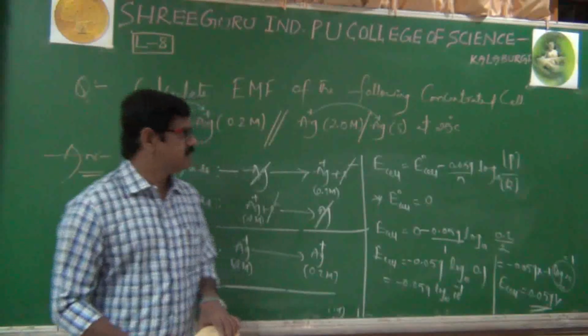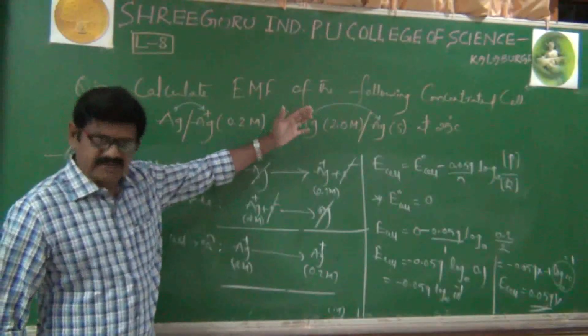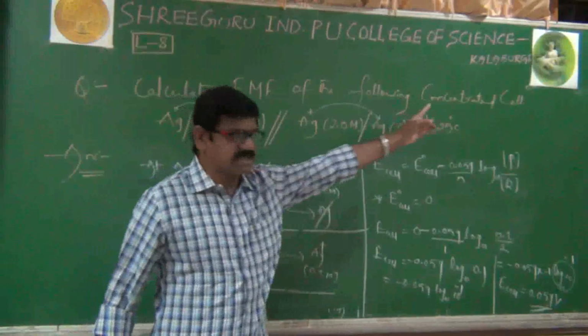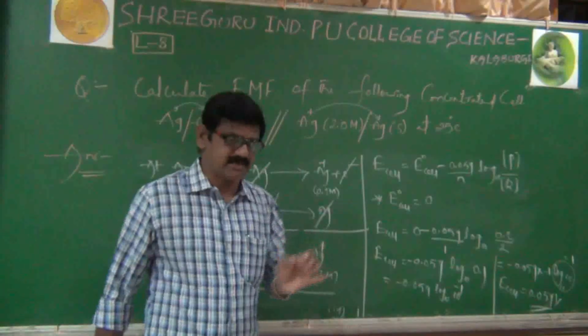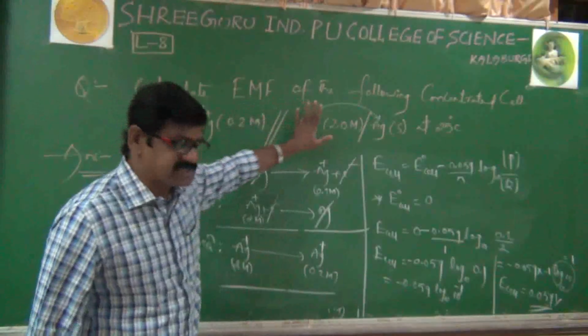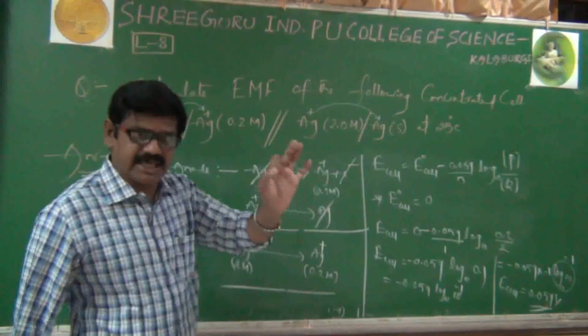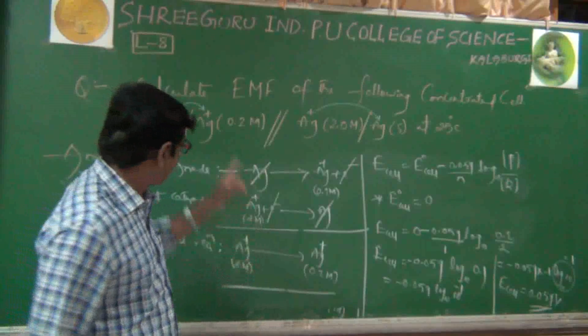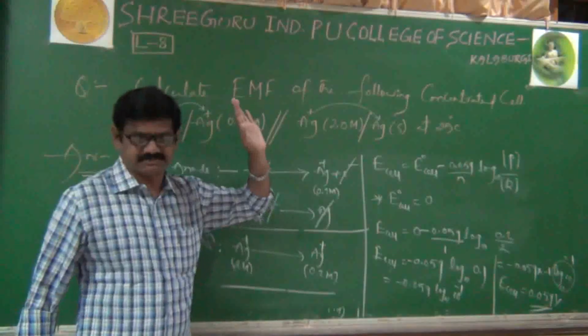That's all. Okay, this is one of the problems of concentration cell. A concentration cell is nothing but a cell where both anode and cathode are the same electrodes only, but concentrations are different. That's it.